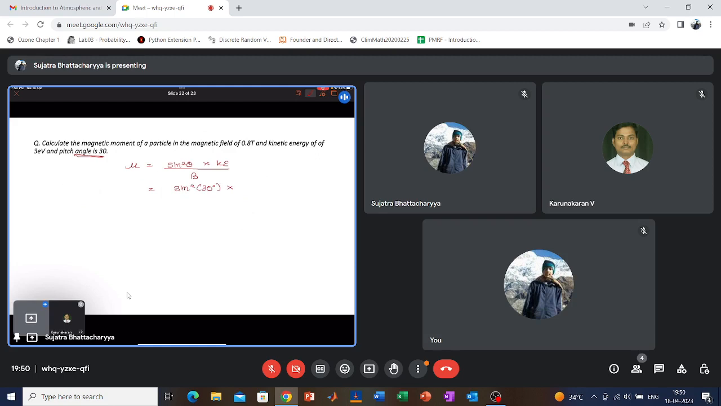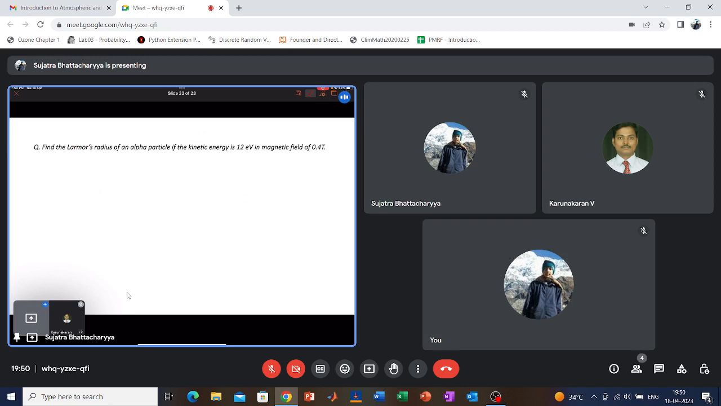into kinetic energy, which is about 3 electron volt, divided by the magnetic field, that is 0.8 Tesla. So it will be 1 by 4 into 3 into 1.6 into 10 to the power minus 19 divided by 0.8. So this is 2 and this 2 will cancel out. So it will be 1.5 into 10 to the power minus 19 joules per Tesla. Simple formula based questions are there.